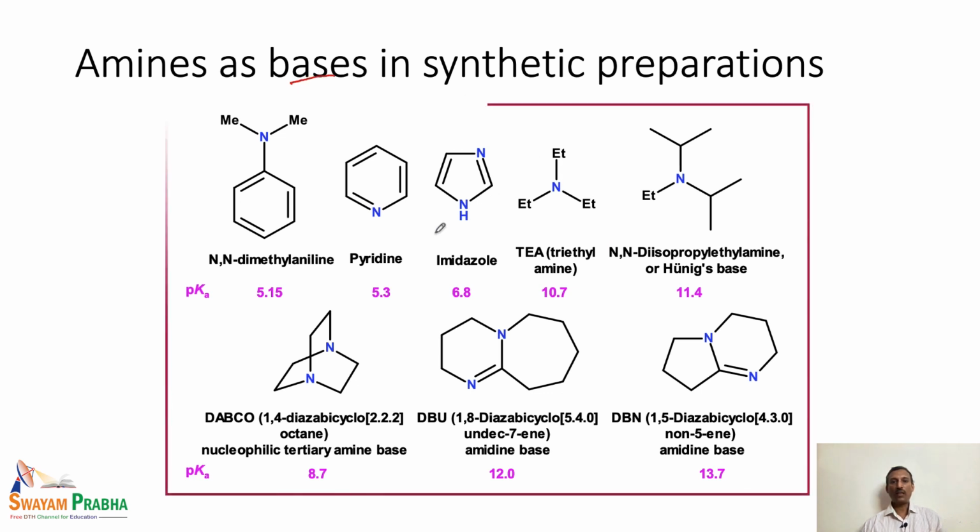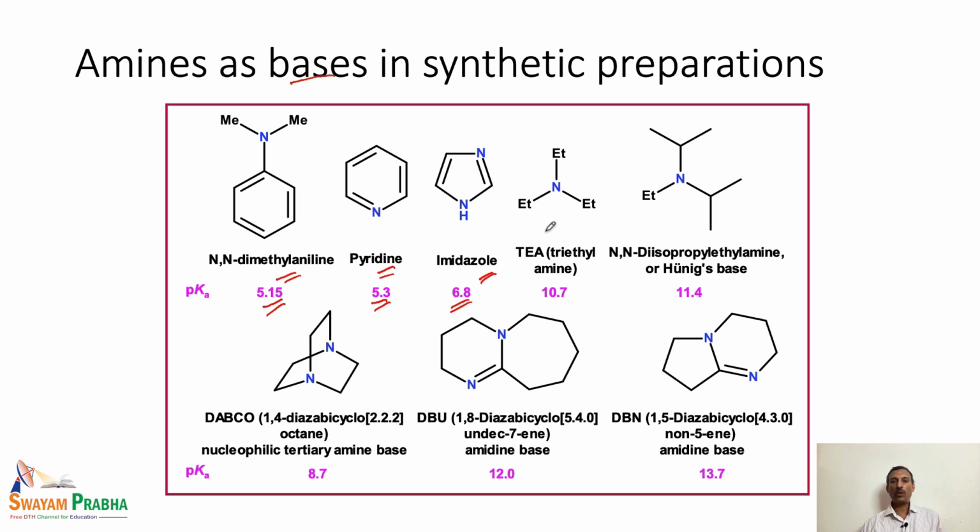We have various amines shown here, which are generally used as bases in organic synthesis. The first one is N,N-dimethyl aniline, which has a pKa of 5.15. Then we have pyridine, which is a little more basic than N,N-dimethyl aniline. The pKa is 5.3. When the pKa increases, we already know the basicity also increases. The next higher base used is imidazole, which has a pKa of 6.8.